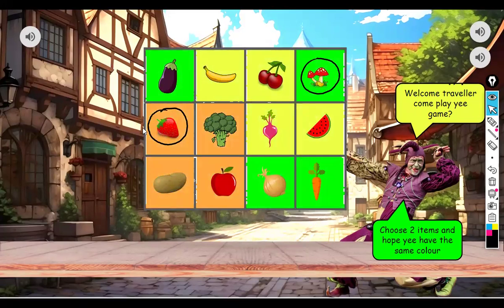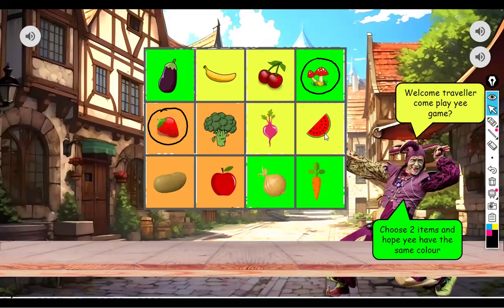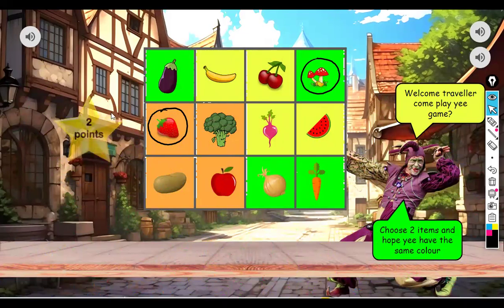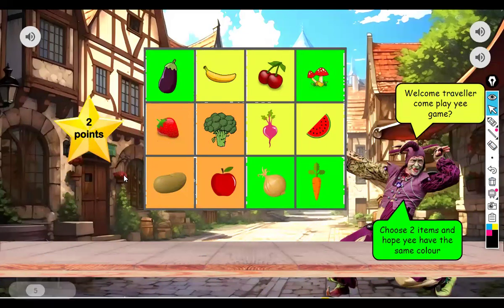Oh no, I lost. My strawberry was orange. It has an orange background, and my mushroom has a green background. Anybody was able to win? Anybody got the same color, like two yellows or two greens or two oranges? If you won, that's a little congratulations, confetti there, and you just got 2 points. So if you won, write down 2 points. And we'll see who has the most amount of points at the end of the day, right? Right. So congratulations to those who won. Let's go.